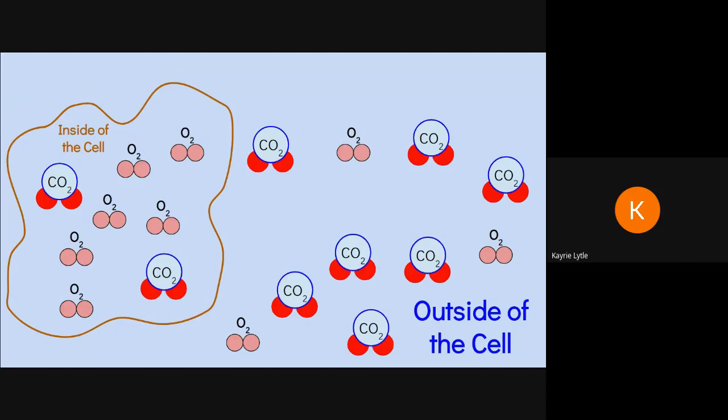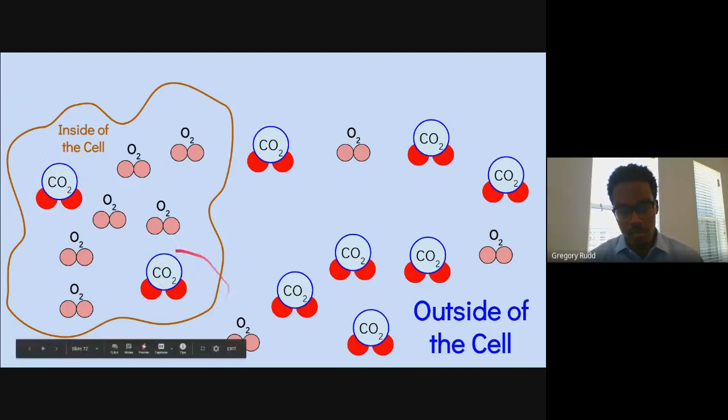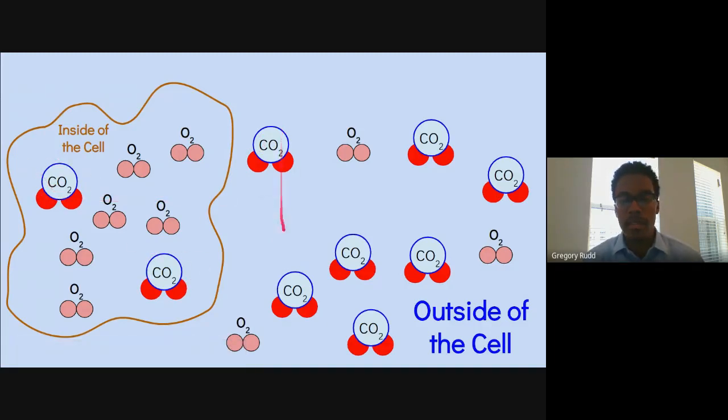The concentration of CO2 outside is much higher on the outside. I've got only 2 of these CO2 molecules on the inside of the cell, but I've got 1, 2, 3, 4, 5, 6, 7 of them on the outside of the cell. So the concentration in this example is much higher on the outside of the cell than it is on the inside.